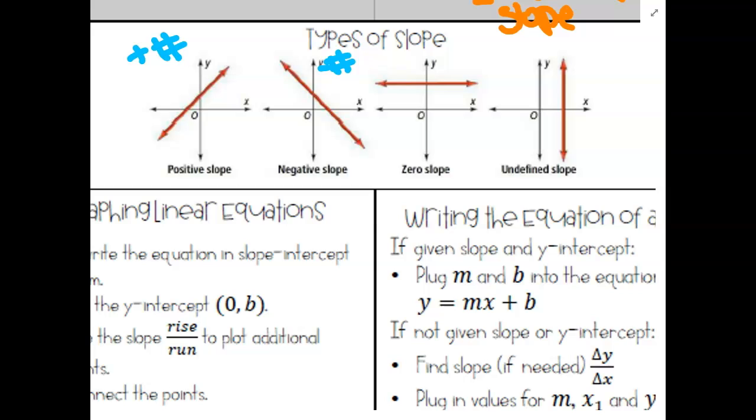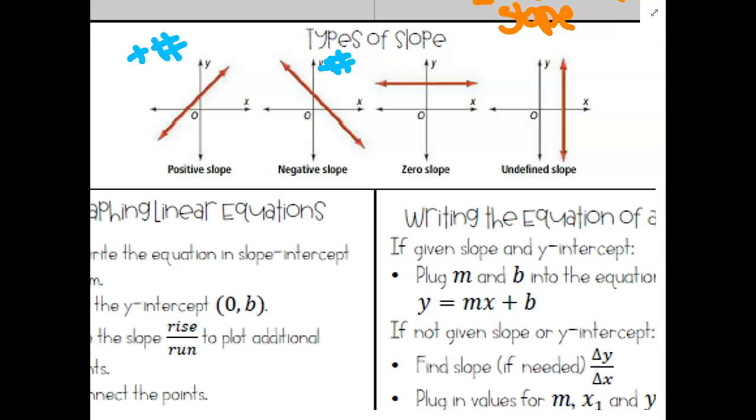But what's easy to confuse is what the equations of these look like. When you look at the equation of a positive slope or a negative slope, it's going to look like a normal equation. Y equals 2x plus 3. Y equals negative 3x plus 4. Okay? It's going to look like a normal equation. It's going to have an x and a y. It's going to have some numbers.